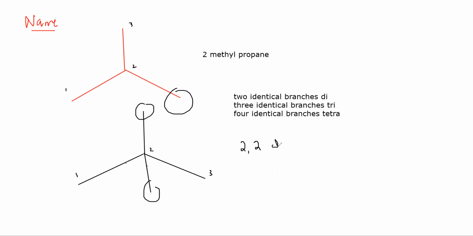For 2,2-dimethyl, because two methyl branches are there, that's why we call it dimethyl. And 3 carbon, so we'll say prop and single bond ane. So it is 2,2-dimethylpropane. Is it clear? This example, 2,2-dimethylpropane, the structure.